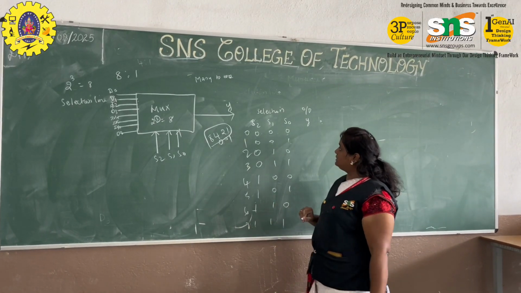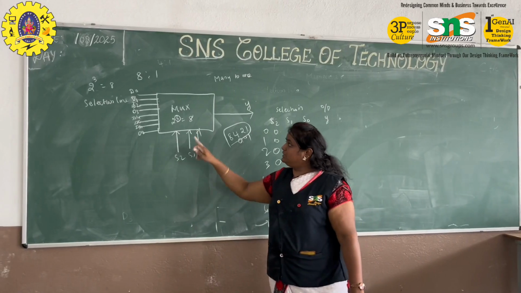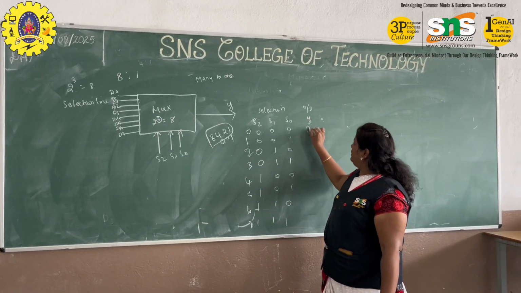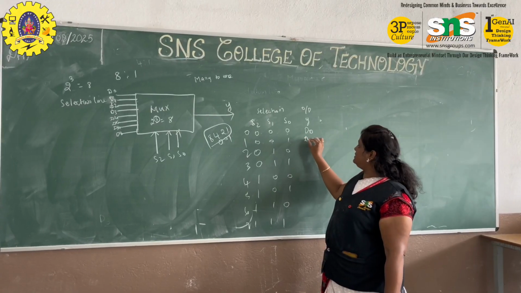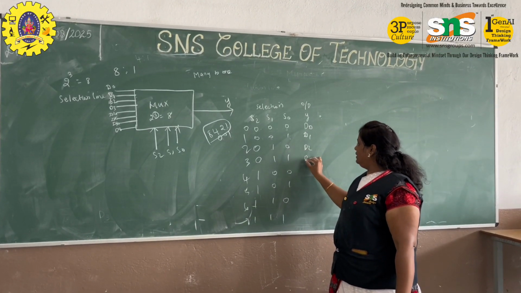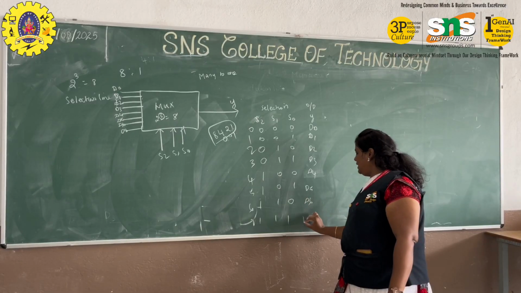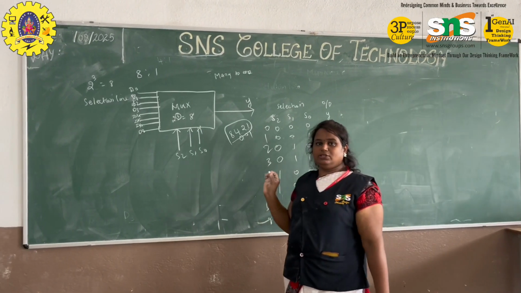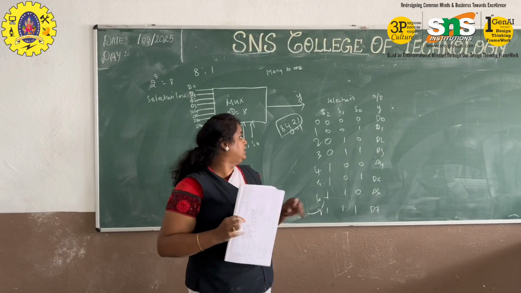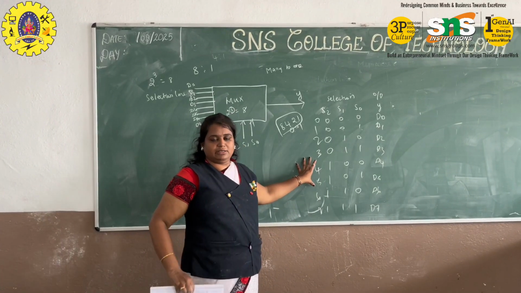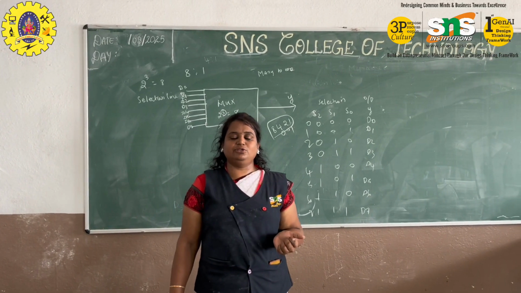So this is the selection line. The output will be, as I said, if it is 000 it will select D0. If it is 001 it will select D1, here D2, here D3, here D4, here D5, here D6, and here D7. So this is the logic. In the next class, we will see how to derive the function from this truth table and draw the logical diagram. I hope you like this video. Thank you for watching.